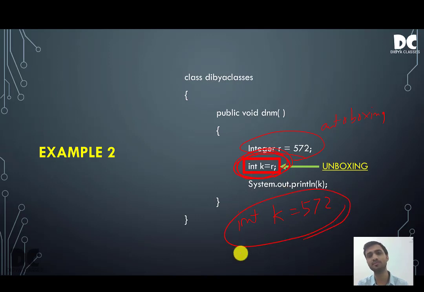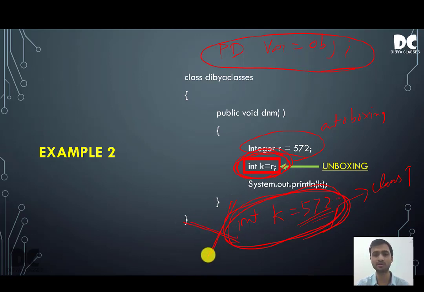If you write int k equal to 572, it has nothing to do with boxing, unboxing, or auto boxing. This is a class 9 thing. Here the syntax is primitive data type, variable name equal to object name. You have to follow this syntax only. You cannot keep a value directly; that is just storing an integer value, as we did in class 9. It is not unboxing. Unboxing must follow this syntax: data type, variable name equal to object name.